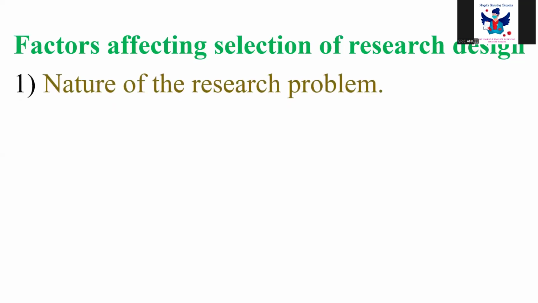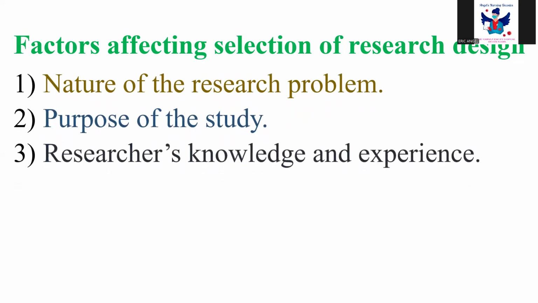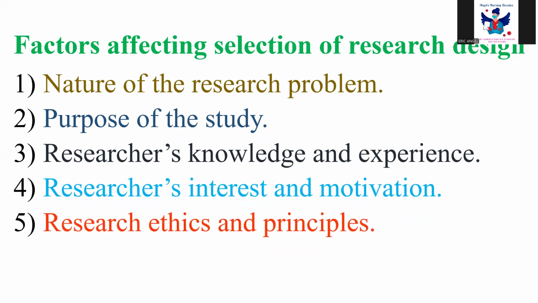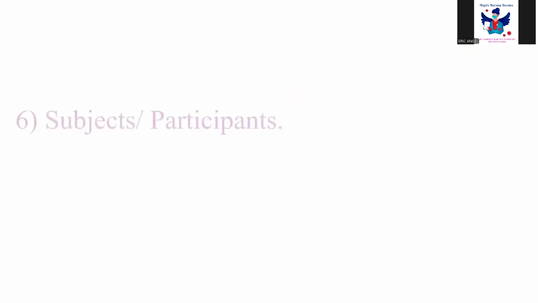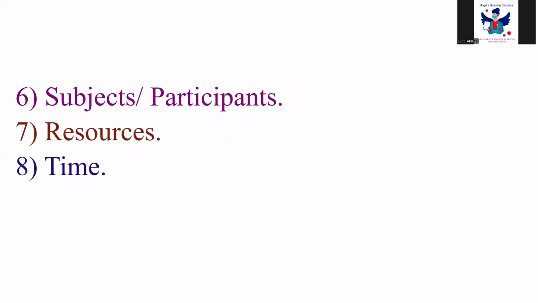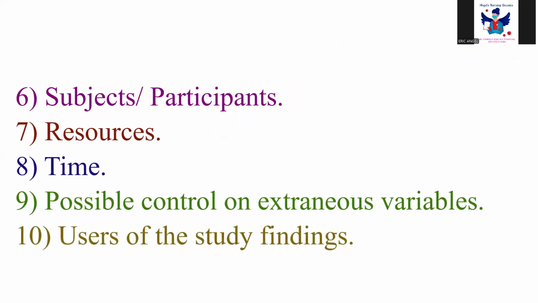First, nature of the research problem. Second, purpose of the study. Third, researchers' knowledge and experience. Fourth, researchers' interest and motivation. Fifth, research ethics and principles. Sixth, subjects or participants. Seventh, resources. Eighth, time. Ninth, possible control on extraneous variables. Tenth, users of the study findings.